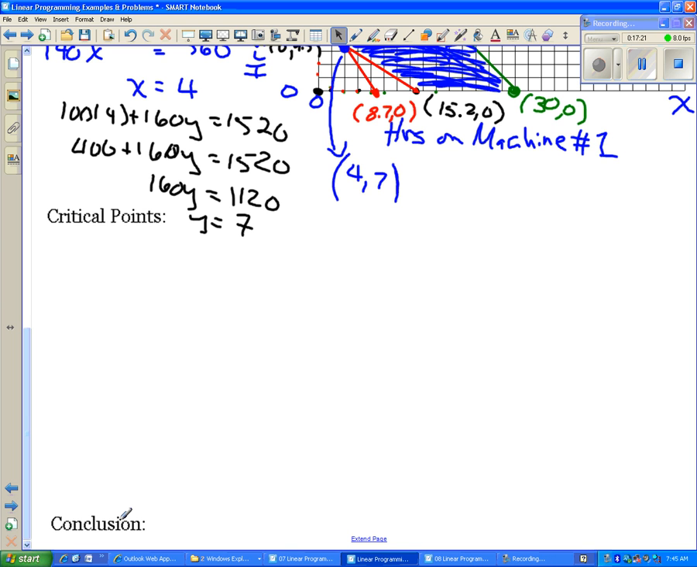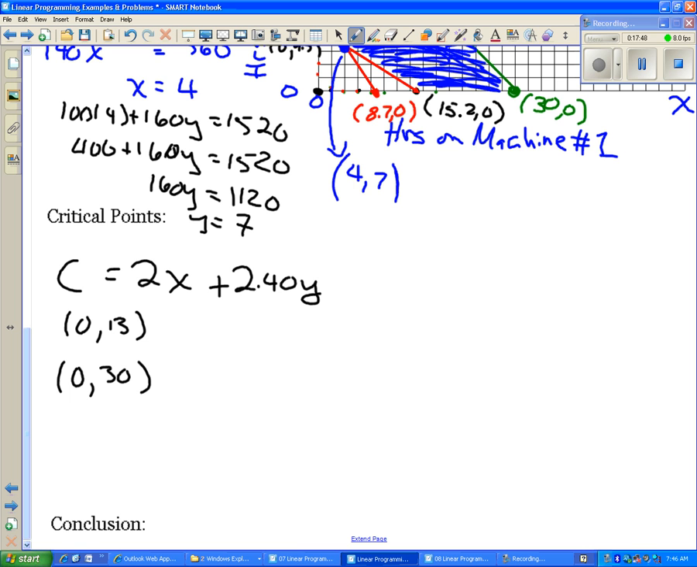I know that my objective function was cost is equal to 2 times the number of hours for machine 1 plus $2.40 times the number of hours for machine 2. I have several critical points I need to check. My first critical point is the point (0, 13). I have the critical point (0, 30). I have the critical point (30, 0). I have the critical point of (15.2, 0). I have the critical point of (4, 7).